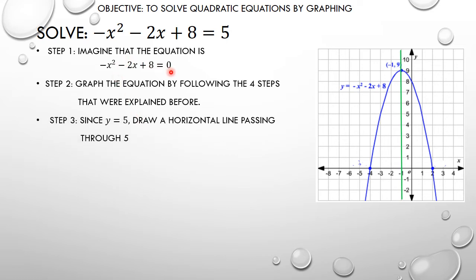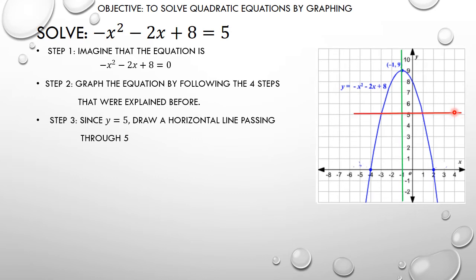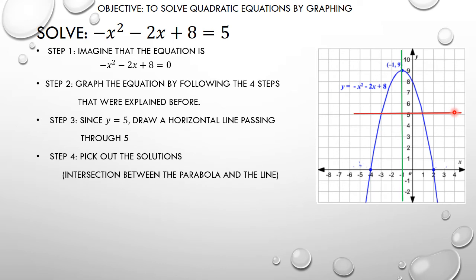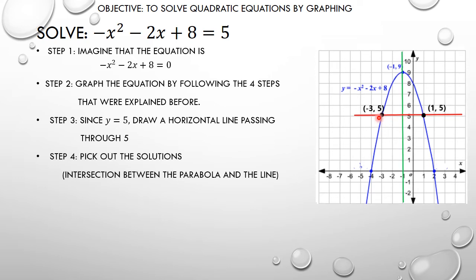Now, after imagining that the equation equals 0 and graphing this equation, step 3, since y equals 5, the given y here is 5, draw a horizontal line passing through 5. I will go in this graph, and I'm going to draw a horizontal line passing through the 5 here. Step 4, pick out the solutions. Remember that the solutions are the intersection between the parabola and this line. Now it's not the intersection with the x-axis because y is not 0, it's 5. So my solutions are here, those 2 points. The first point of intersection between the parabola and the line y equals 5 is negative 3, 5. And the second one is 1, 5. Both of them have y equal to 5, which suits my equation. So the solutions will be negative 3 and 1.